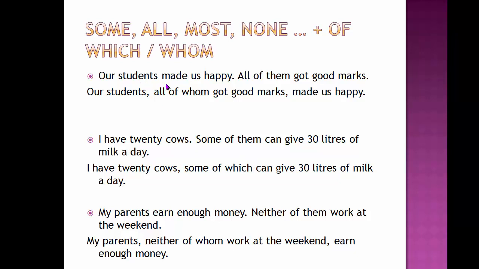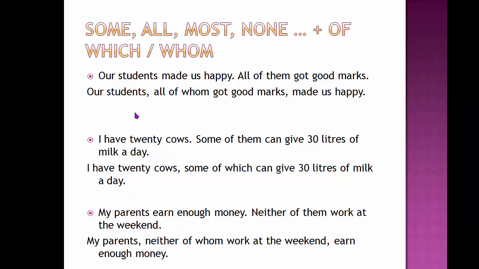Here, our students made us happy. All of them got good marks. We are not saying they. We are saying all of them, some of them, most of them, none of them. If you see this part, students, person, please use whom. Like that. All of whom. But if you see this part, animal or thing, you will use which.